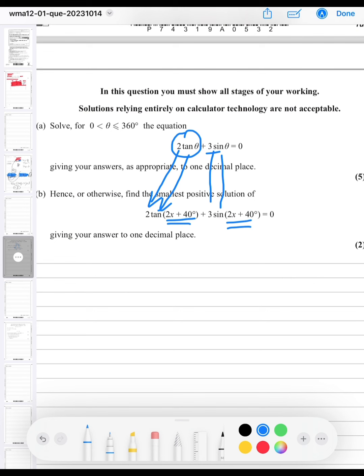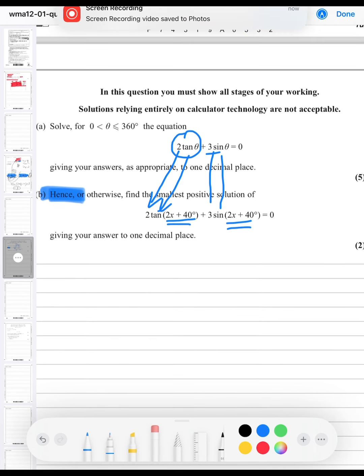Again, they are asking for the smallest positive solution of this, which means they are asking for the angles. Also check that they use the word "hence." Hence means that you have to carry from the last answer, no working required. Whatever we did in the previous one, do not repeat the working. Hence means you start from where you left off, pick the answer from there, put it here, and solve it.